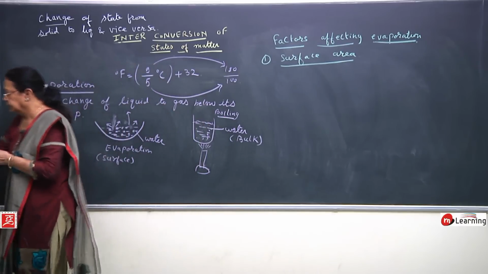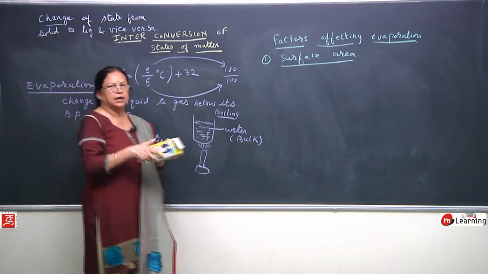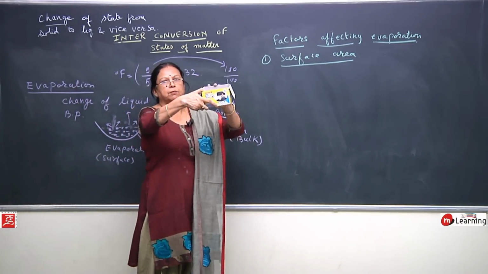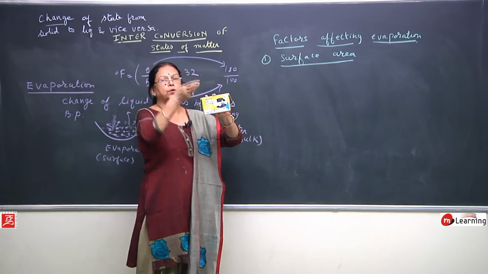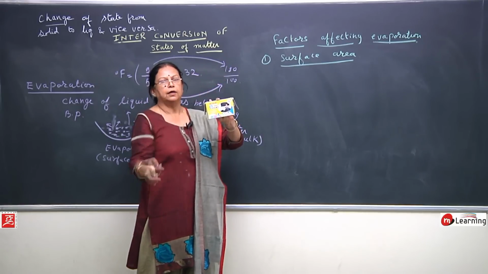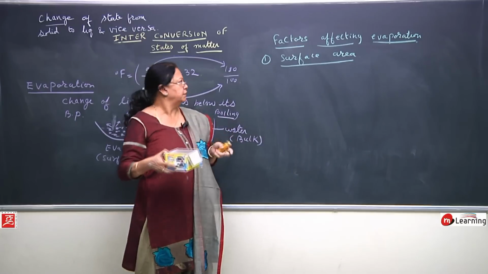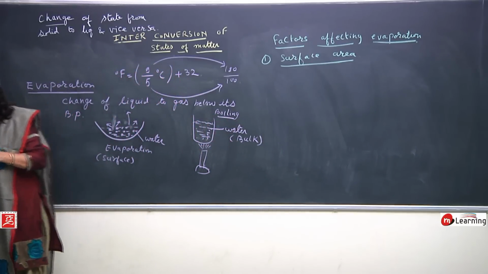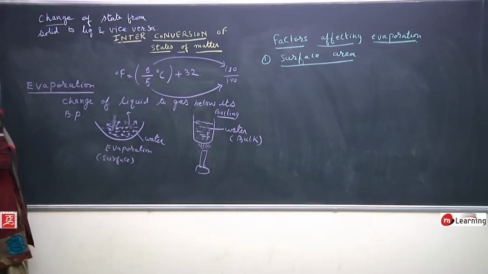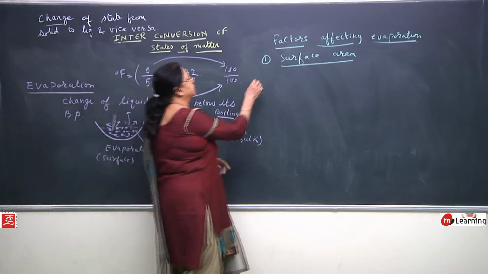So, in which case will evaporation be faster? In this case, evaporation will be faster because the surface area of water exposed to air will be more. So, if surface area is more, the rate of evaporation will be more. Then next is increase in temperature.